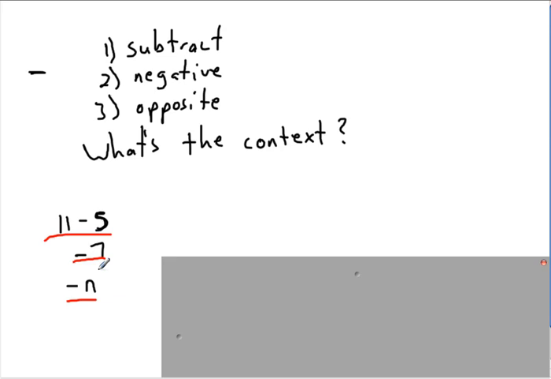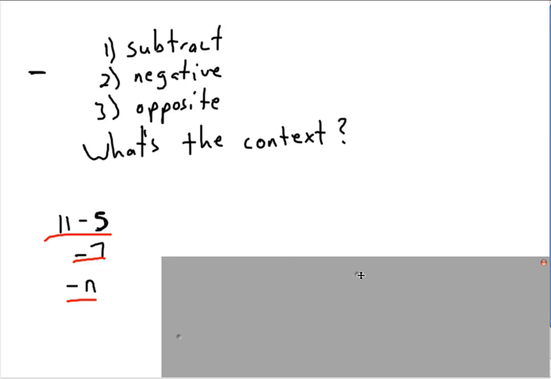Kind of like when you're talking and you hear the word sick. It's like, oh man, that was sick. Maybe Travis Pastrana just did a double backflip on a motorcycle, so that's pretty sick. Or maybe, hey, that dude's sick, he just barfed all over the place. And that version of sick means something else entirely. So you just got to know your context to decide if you're talking about subtraction or negative or opposite.